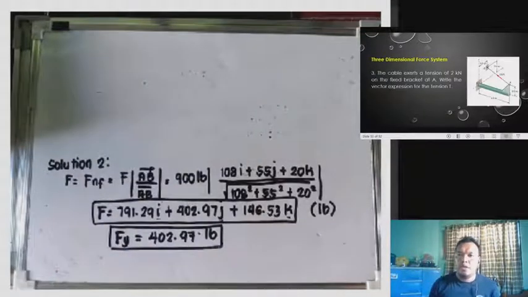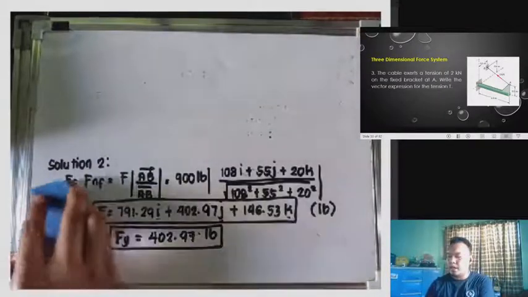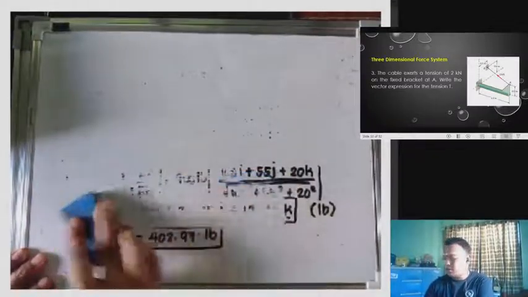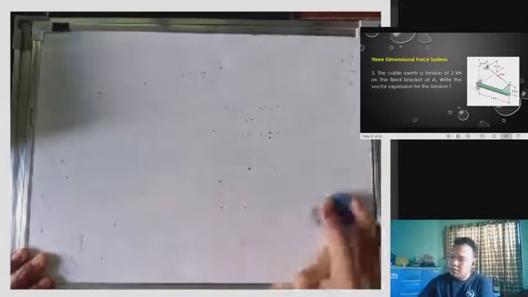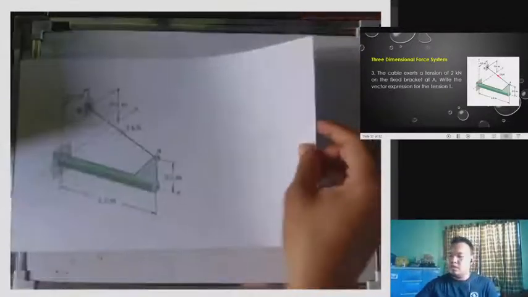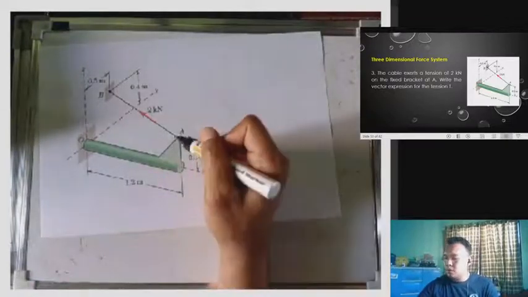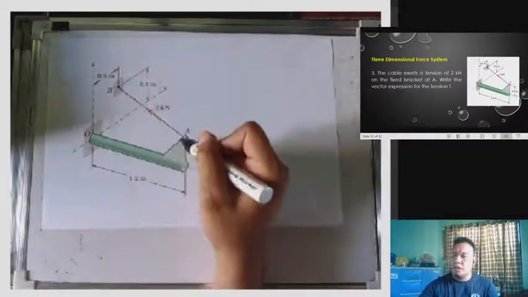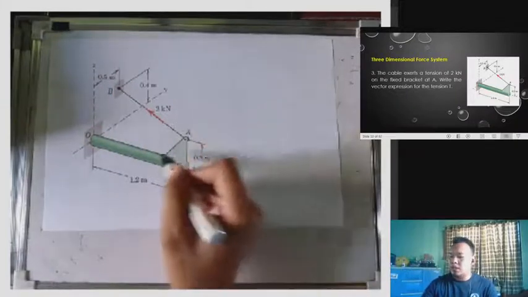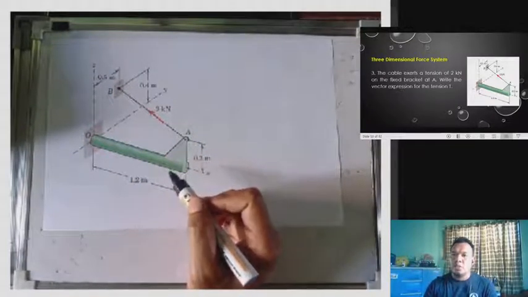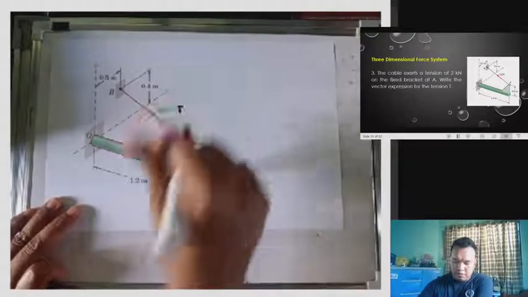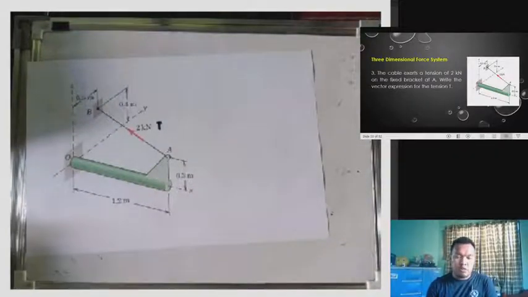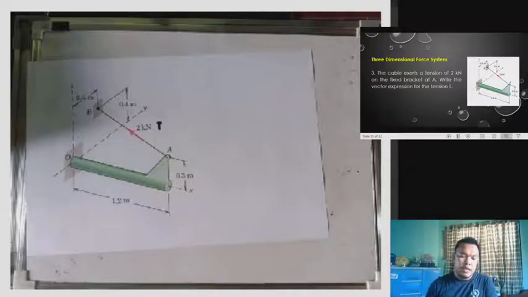Next problem. We have here a cable with a tension of 2 kilonewton and a fixed bracket at A. Write the vector expression of the tension T. Okay, so we have here this figure. So, meron daw tayong cable from A to B na may 2 kilonewton na nag-hold para dito sa structure natin. Okay, so pinapahanap daw po yung T in terms of I, J, and K.